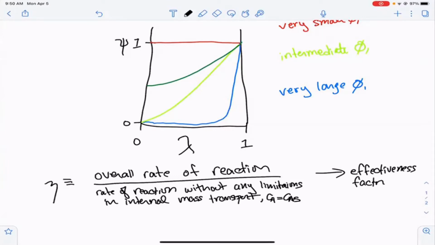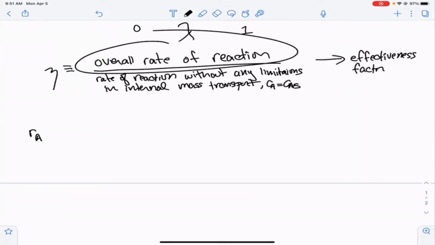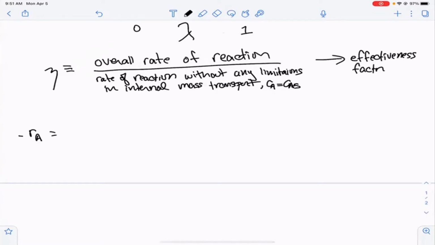And so what this means is that usually we like to talk about our rate of reaction in terms of RA. Well, if our internal effectiveness factor is the overall rate of reaction divided by the rate of the reaction without any limitations, this thing really is just RA. And so we can represent RA as equal to the effectiveness factor times the rate constant times the concentration of A at the surface.